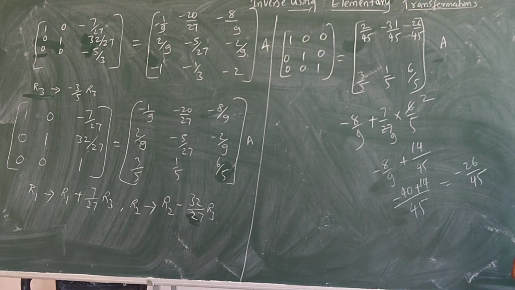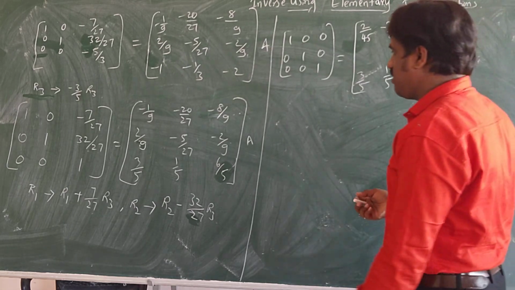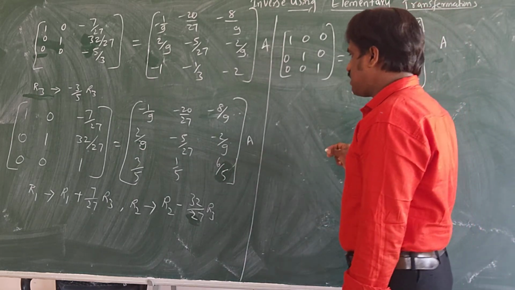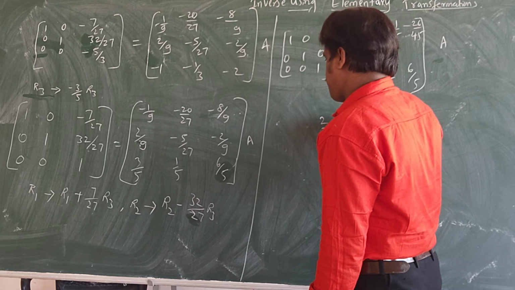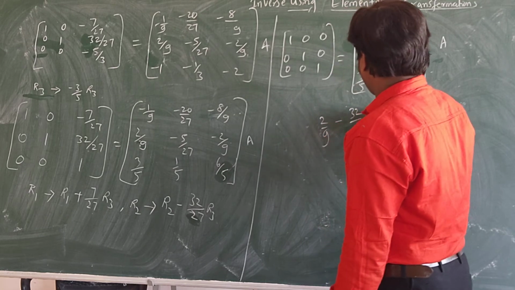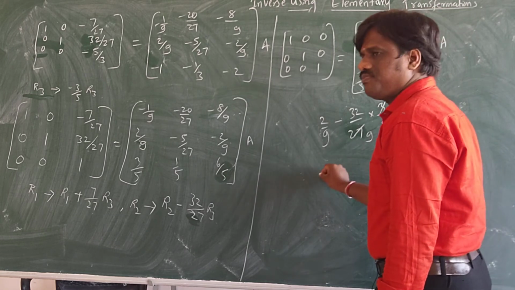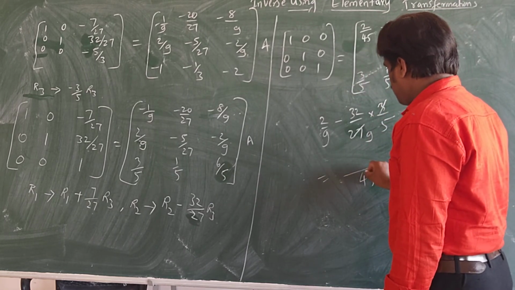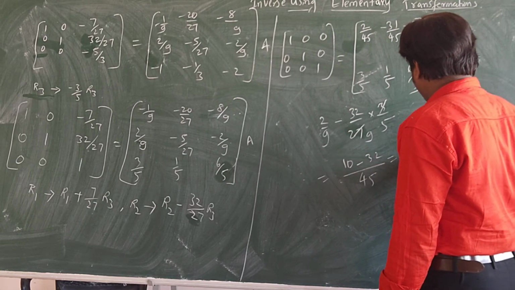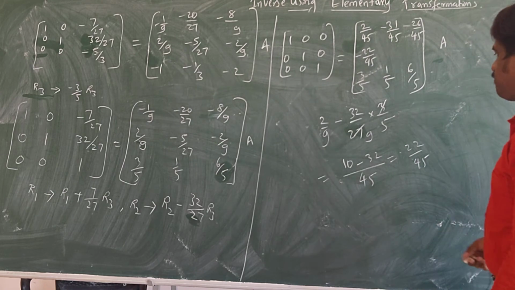Right? No? R2 is left. R2 we have to do. See, calculation is becoming very difficult. So this method rarely we use. Only for boards we will use this method. Okay, next. 2 by 9 minus 32 by 27 into 3 by 5. So 3 1s are 3, 3 9s are 27. Anything cancel? No. So here 45 is the LCM. 5 2s are 10. Minus 32, that is minus 22 by 45.